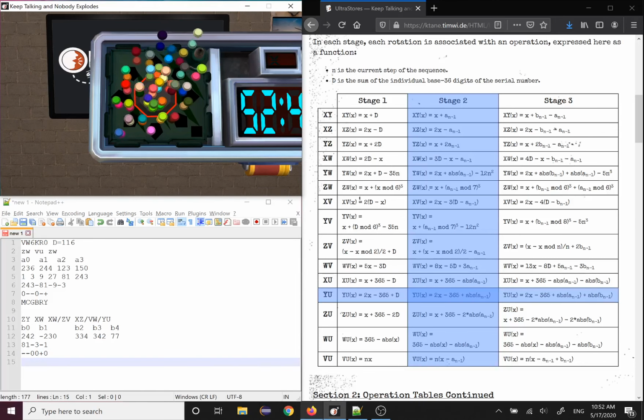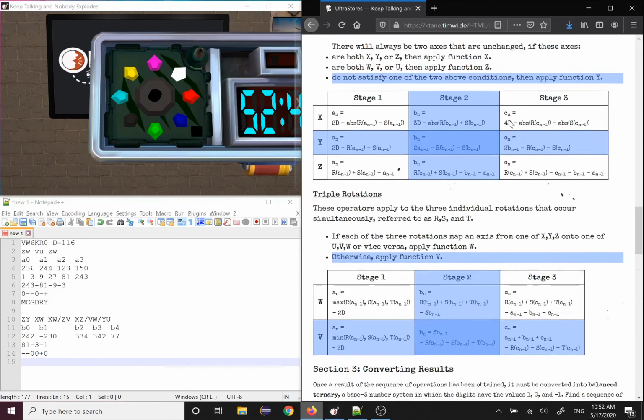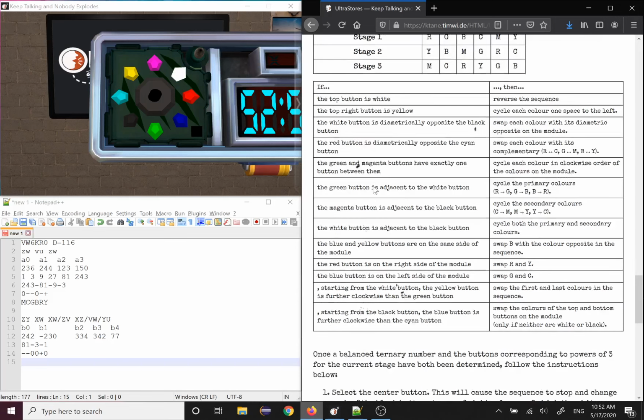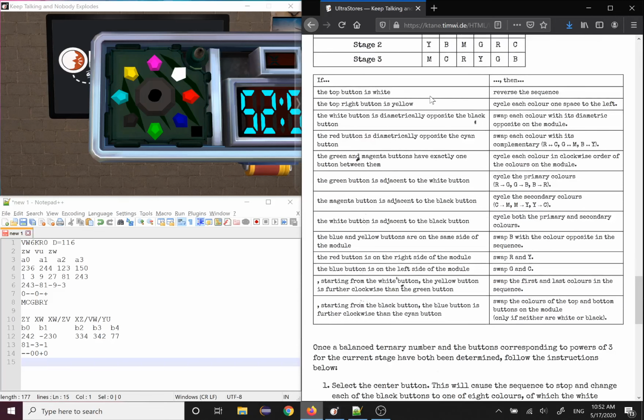So now we can go into the submission area of the module. And we can go through these conditions once again. Yeah, that's why this module is kind of long.